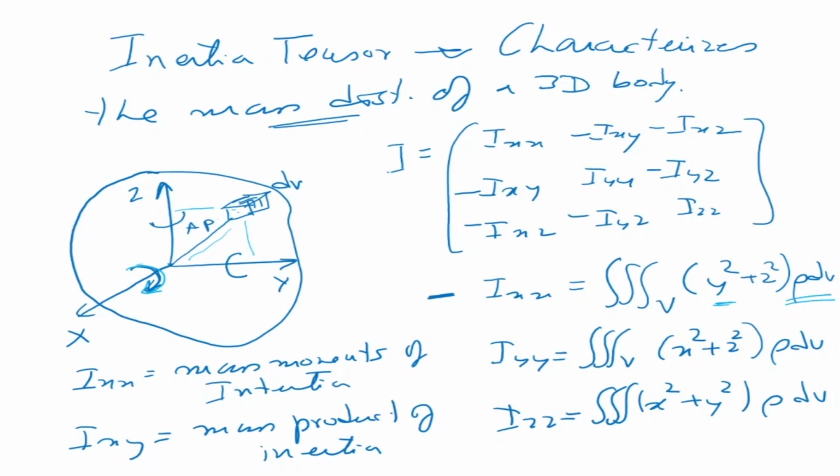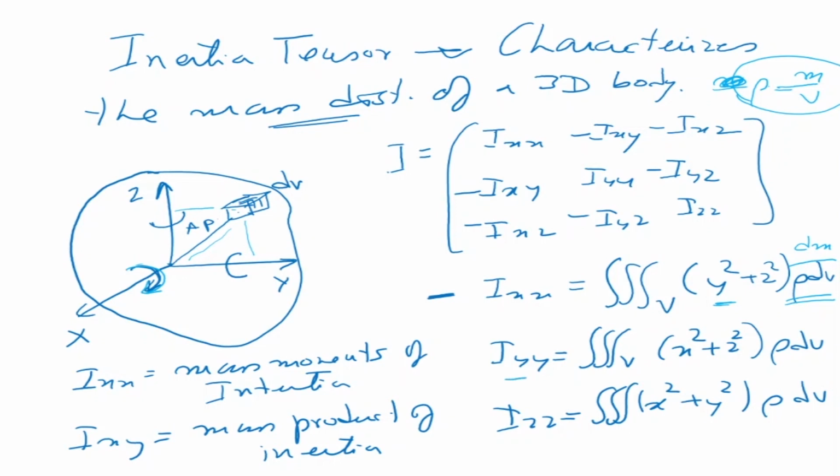You know density is mass per unit volume. So mass by volume is density rho. So rho into dv is equal to your mass. So this is actually your dm. So basically it is saying that how far the mass is from the y-axis and z-axis, that is the amount of energy you'll require to rotate about the x-axis.